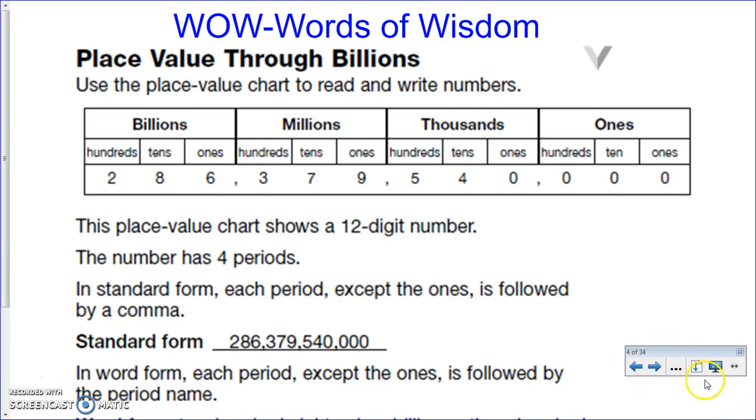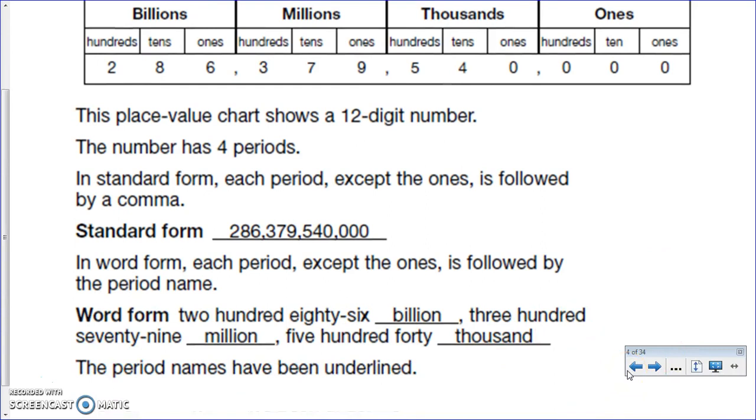In word form, each period except the ones is followed by the period name. So in word form, it's 286 billion, 379 million, 540,000. The period names have been underlined. You'll also notice there isn't an "and" anywhere in it. When we're writing word form, "and" represents a decimal. So unless we have a decimal number, there isn't an "and" anywhere in the word form.